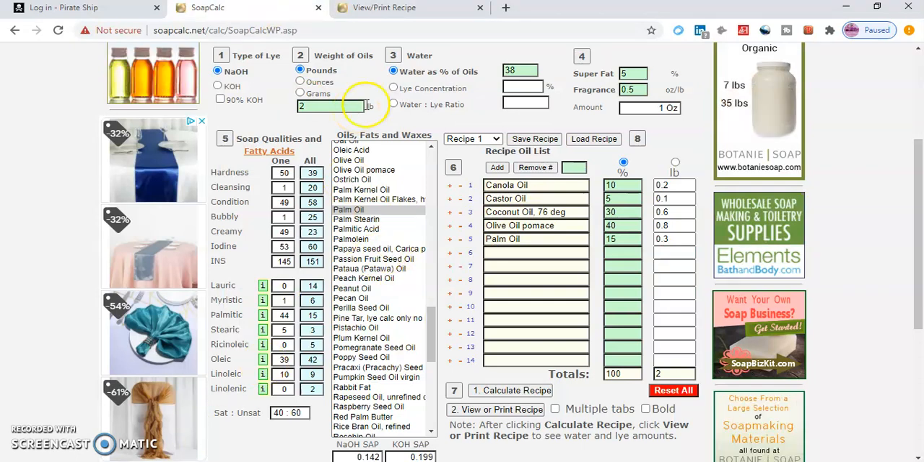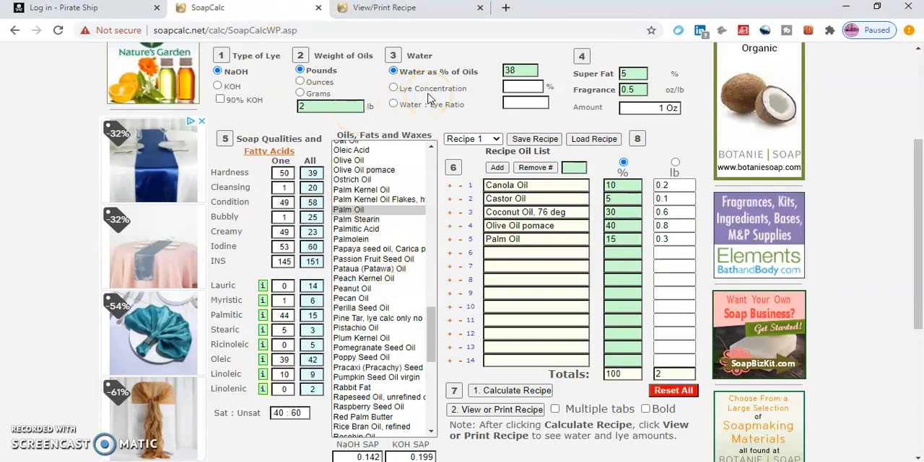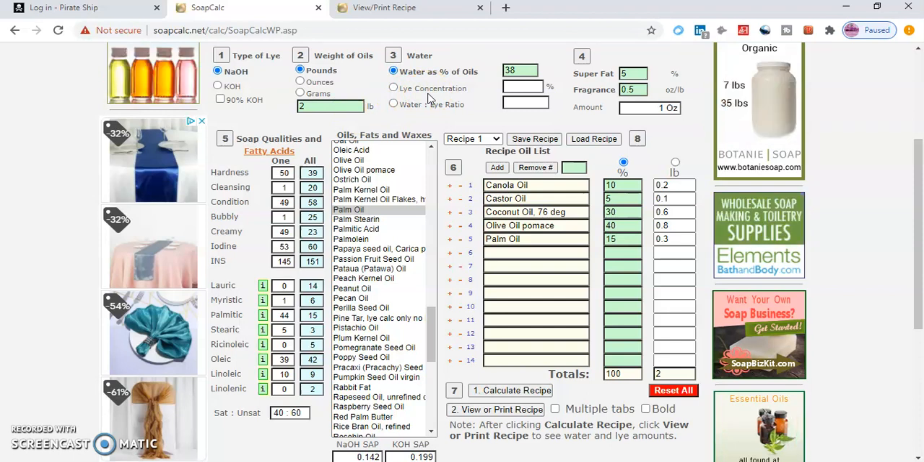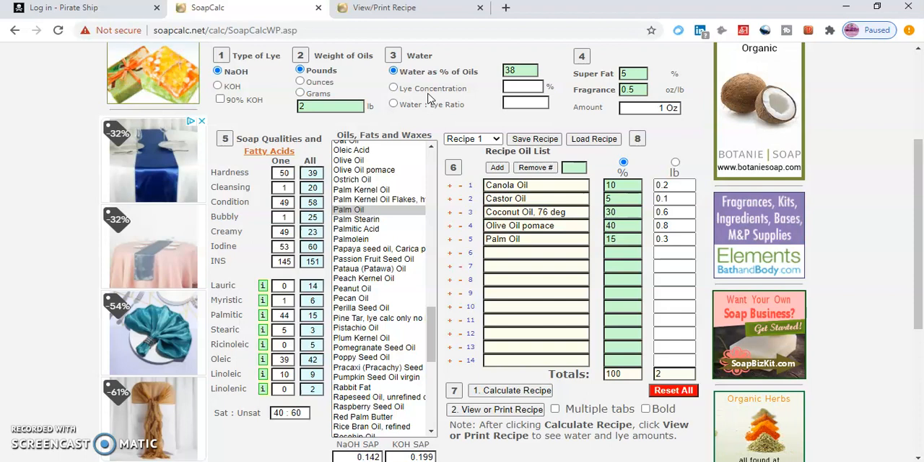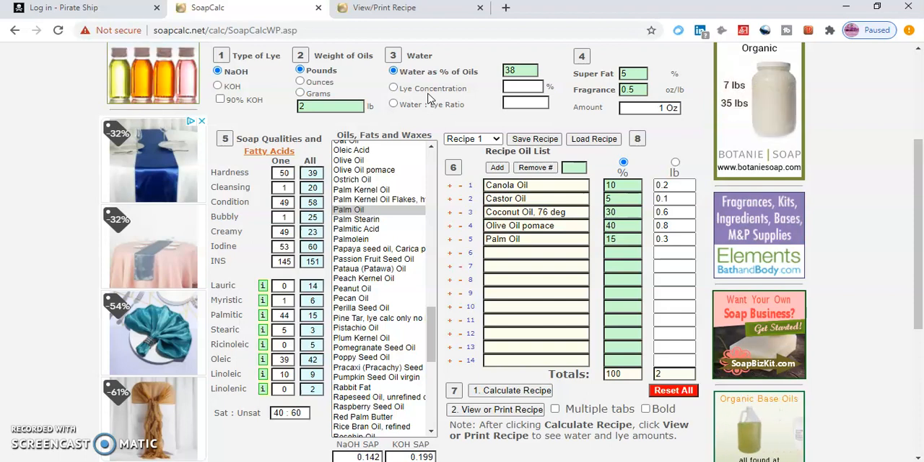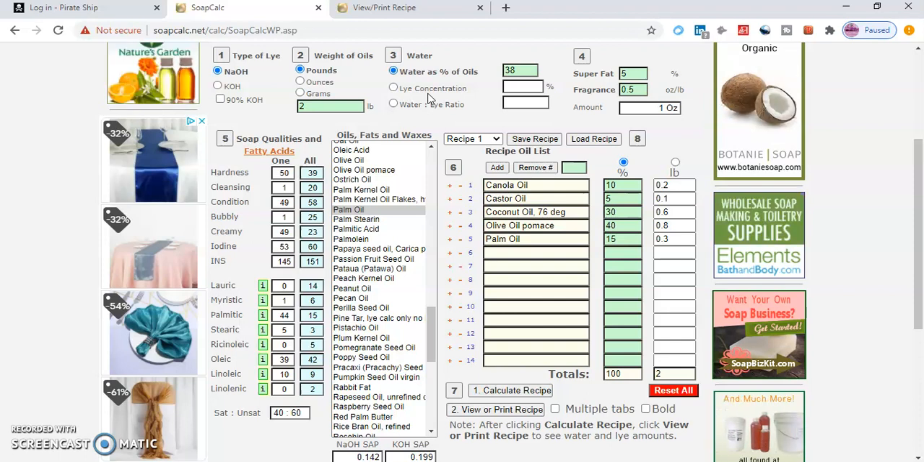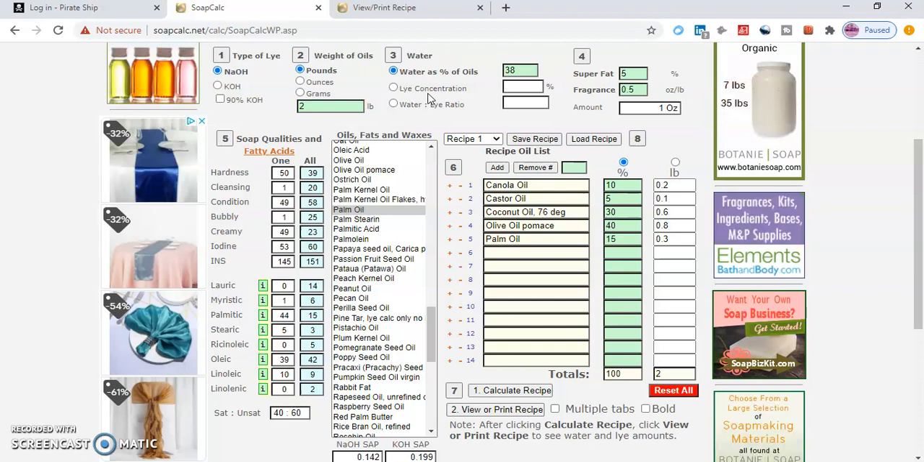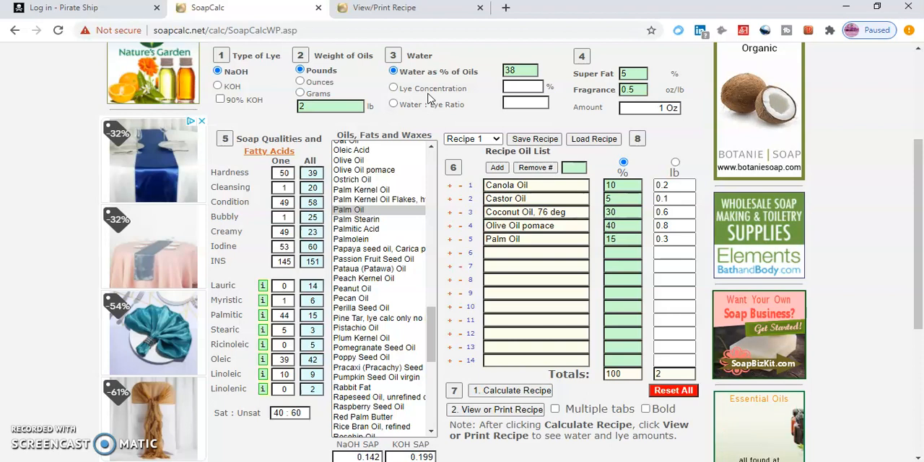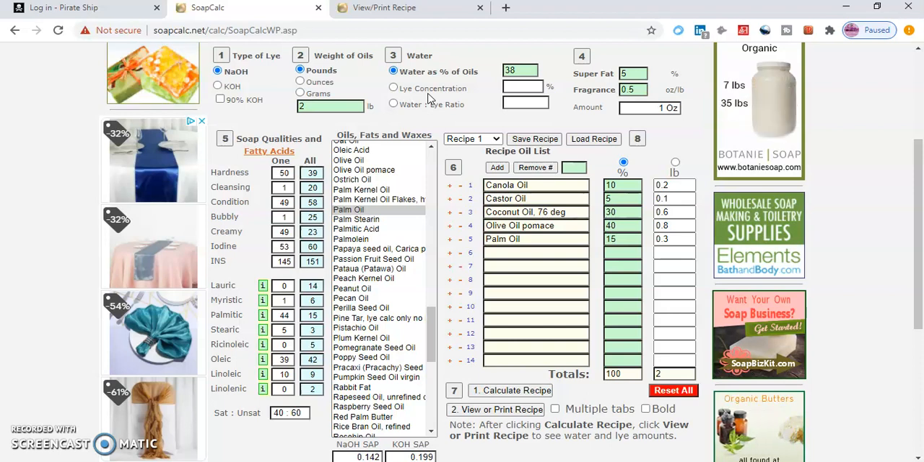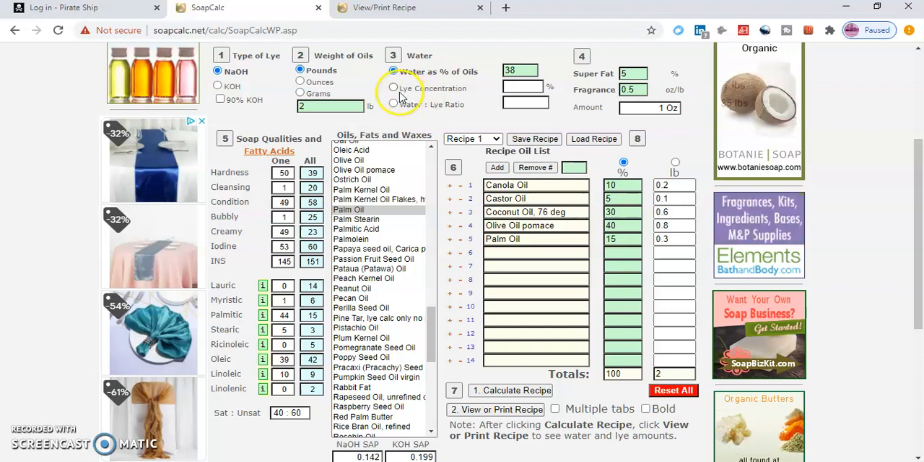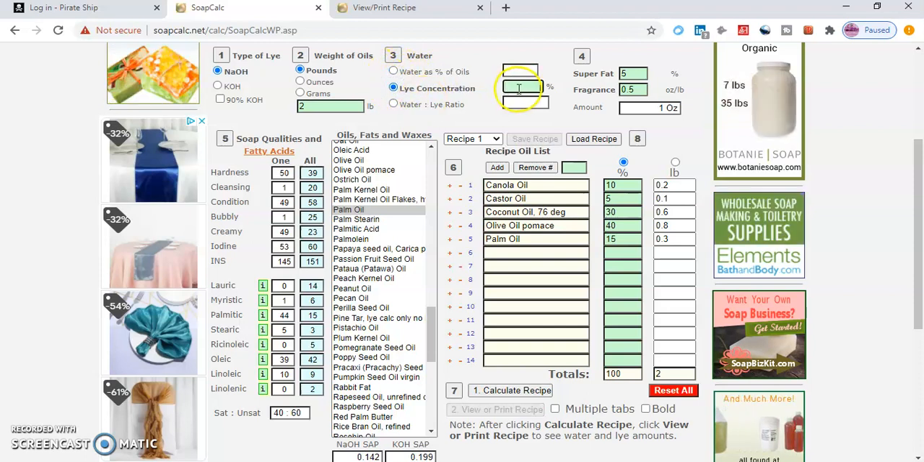Our focus is on lye concentration, which is basically how strong your lye solution is and how much water is in your soap. This also lets you know that you cannot change the amount of lye that you put in your soap for it to saponify properly, but you can change the amount of water. So what we're going to do here is click off of our water and click our lye concentration.